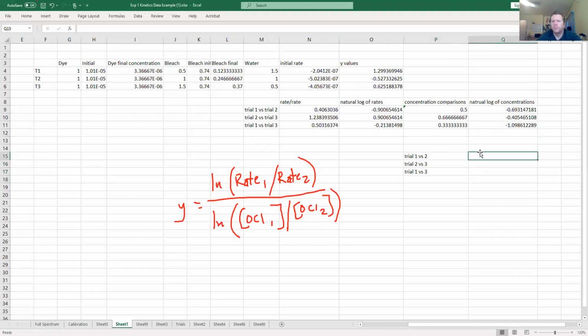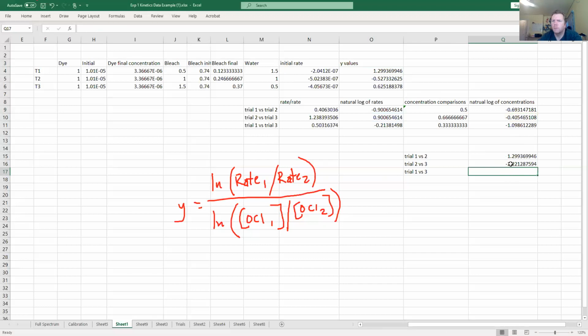Okay, so this is equal to natural log of my rates divided by natural log of my concentrations. 1.23 or 1.299369946. That's exactly what we got up here. Okay, next up is rates divided by concentrations.